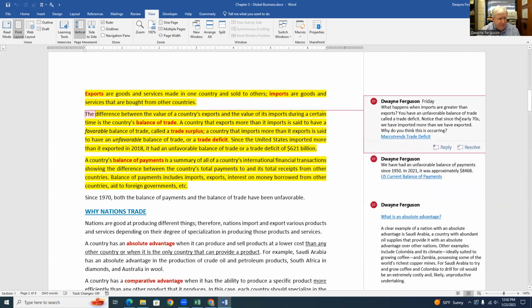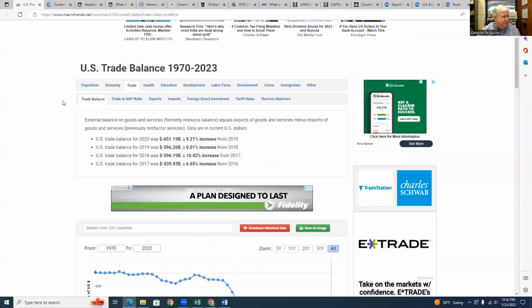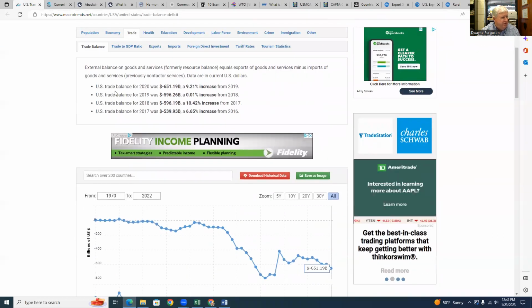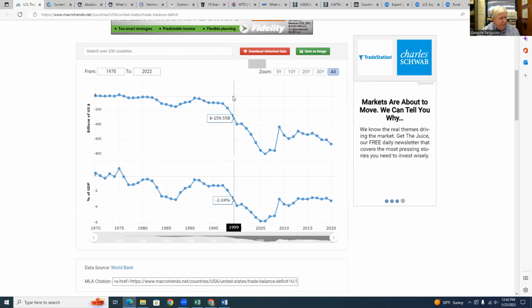Since the early 70s, and I put a note over here about it, it says since the early 70s, we've imported more than we've exported. And I think I have a graphic on this one. Let me check and see here. Yeah, so here it's showing the U.S. trade balance for 2020 was about $651 billion. And here's a graph showing that. So this is zero right here. In other words, if we imported as much as we exported, this line right here is zero.